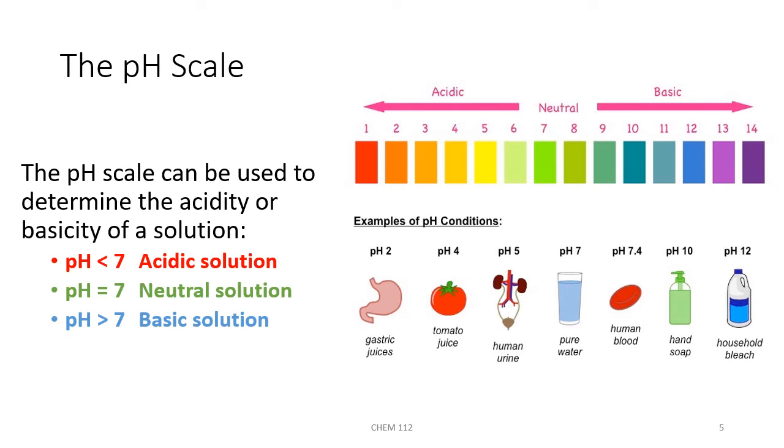We can use the pH scale to determine the acidity or basicity of a solution. Solutions that have a pH of less than 7 are defined as being acidic. Examples are our stomach juices, which have a very low pH that allow us to break down food, and things like fruit juices. If a solution has a pH of exactly equal to 7, then it's said to be neutral. This would be an example of pure water. If a solution has a pH greater than 7, it's said to be basic. Human blood is slightly basic at a pH of 7.4, but many things like soap and household cleaners are extremely basic and have a very high pH.